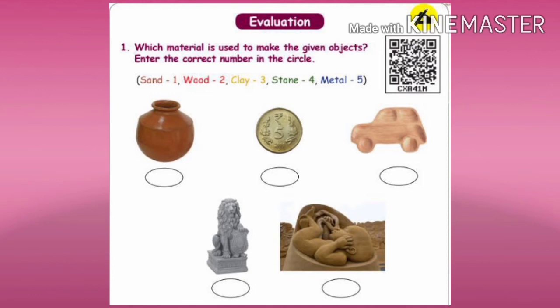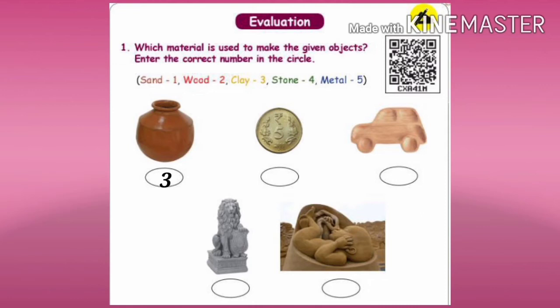Okay, children. Now, shall we write the number? Yes. First picture is pot. Now tell me, children, pot is made of clay. Very good, children. So what number do you have to write, children? Yes, very good. You have to write the number 3. So, for the things made of clay, we have to write the number 3. So, write number 3 in the circle.